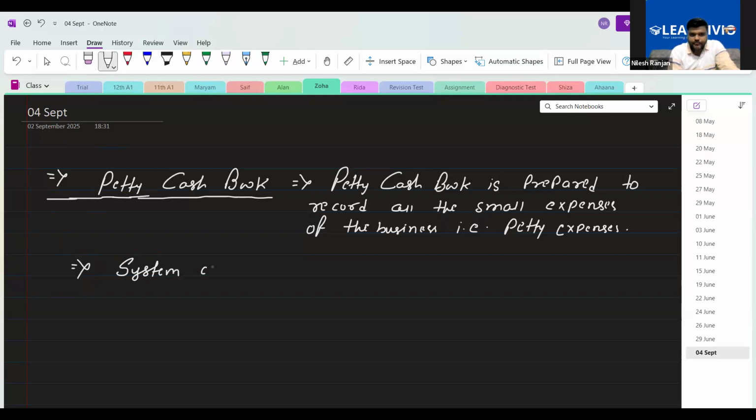System of petty cash book. So how are we going to make a system for petty cash book? There are two basic systems. One is called imprest system and the second is called simple system.